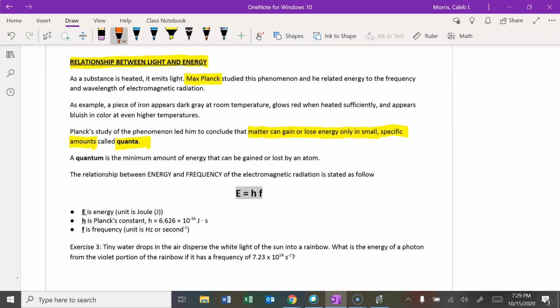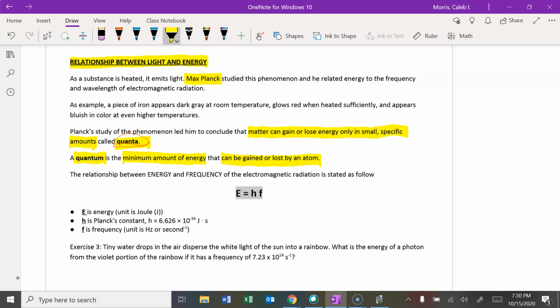Okay, a quanta or quantum is a small amount of energy. It's a very specific small amount of energy. You're going to need to know that word when we get to the lab. All right, a quantum is the minimum amount of energy that can be gained or lost by an atom.